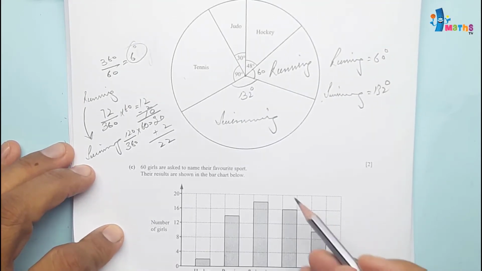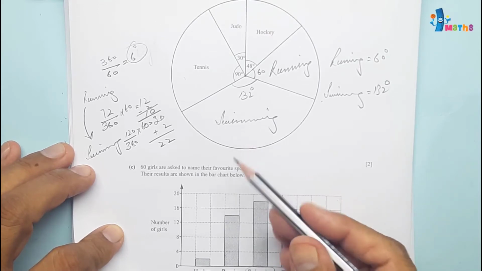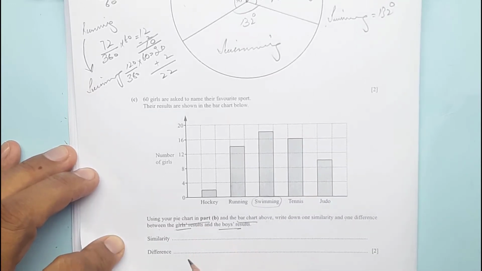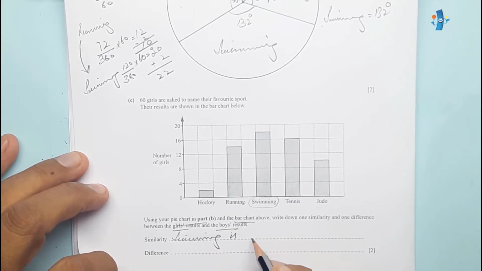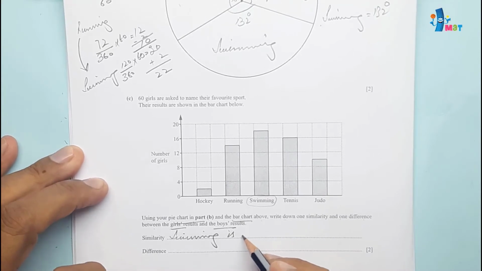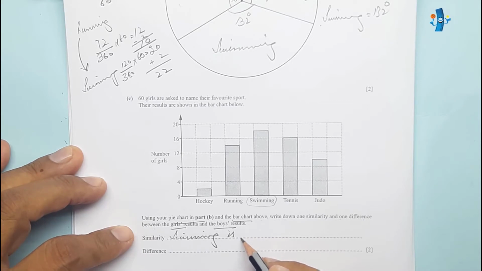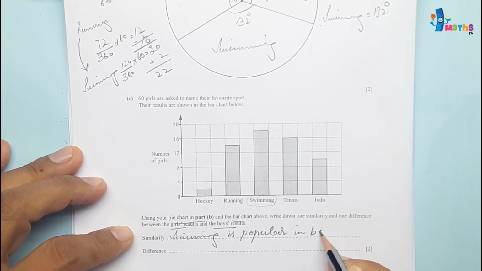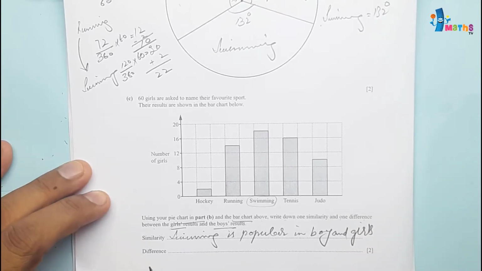The similarity is that if you check, swimming is popular in both. This is the similarity. Swimming is the favorite in both boys and girls. It is popular in boys and girls. This is the similarity, right?